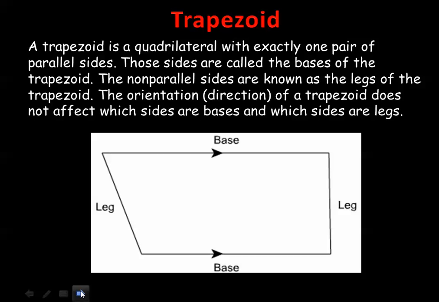It's a quadrilateral with exactly one pair of parallel sides, and those sides are called bases of the trapezoid. You can see the arrows indicating the parallel, and then they have identified it base, and there's two of them. And the non-parallel sides, you can see over to the sides, are called the legs of the trapezoid. Now the orientation or the direction of the trapezoid does not affect which sides are bases and which sides are legs. So if this particular trapezoid was sitting sideways, the bases would still be the same and the legs would be the same.